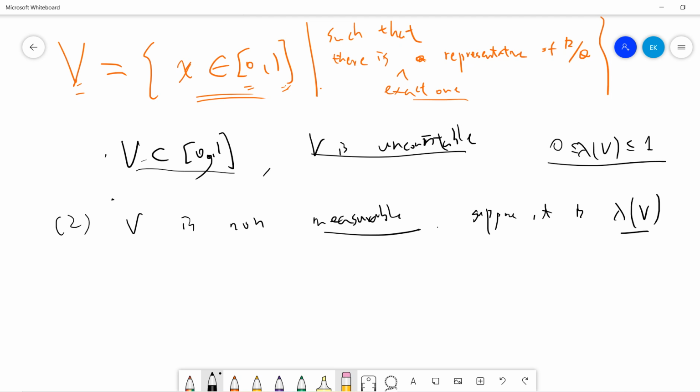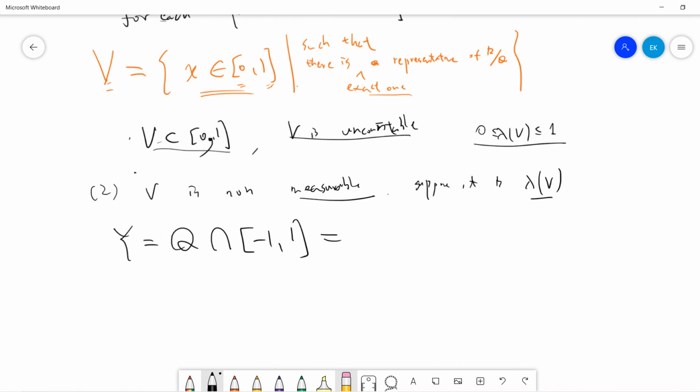So that's the proof: suppose it is measurable. Then we know that the rational numbers are countable. So I define y to be q, all rational numbers, intersected with [-1, 1], and I can label this as q1, q2, and keep going, because this set y is countable, because q is countable. Now I can define vk to be v plus qk.